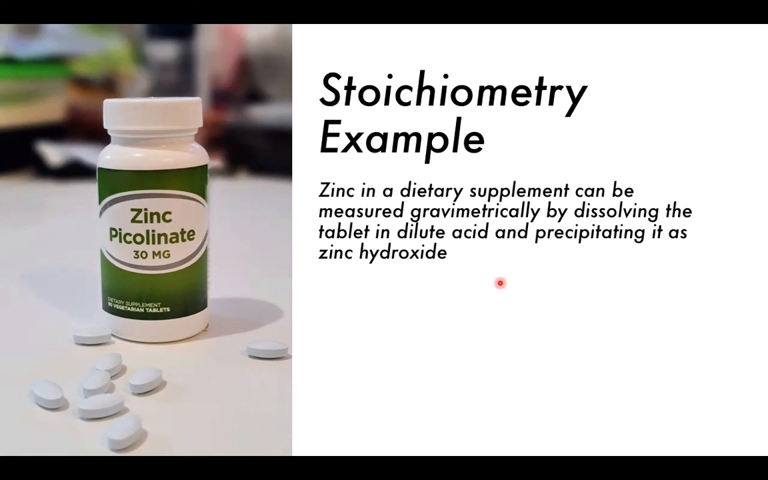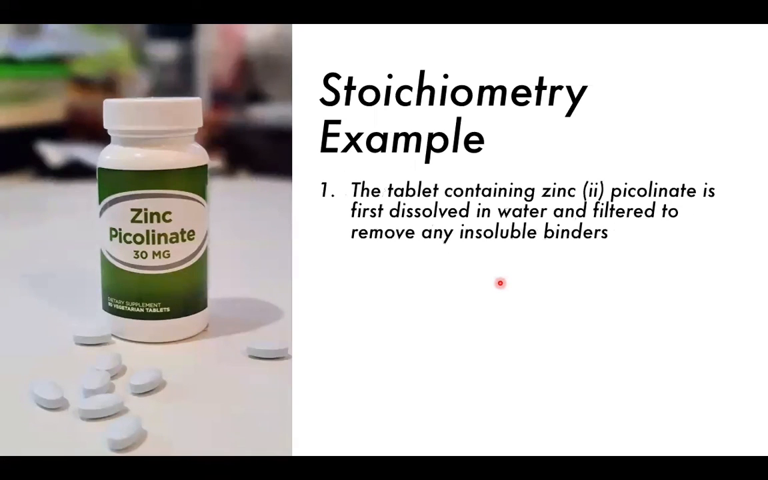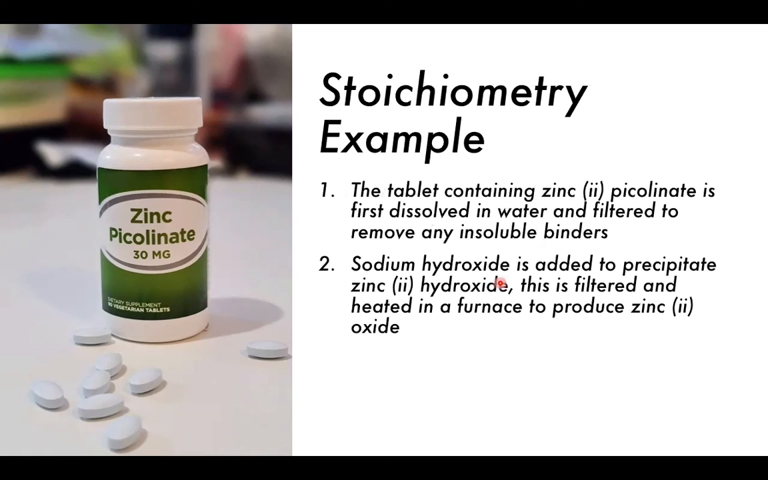So zinc is often used in dietary supplements and can be measured gravimetrically by dissolving the tablet in dilute acid and precipitating it as zinc hydroxide. So the tablet containing zinc picolinate is first dissolved in water and then filtered to remove any insoluble binders before adding some sodium hydroxide to precipitate out zinc(II) hydroxide.